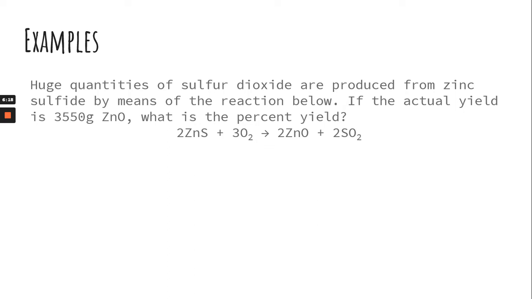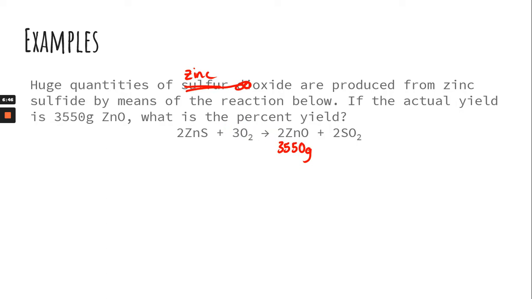All right, one more question here. Huge quantities of zinc oxide, I'm sorry, there's a typo there, that should say zinc oxide, are produced from zinc sulfide by means of the reaction below. If the actual yield is 3,550 grams of zinc oxide, what is the percent yield?